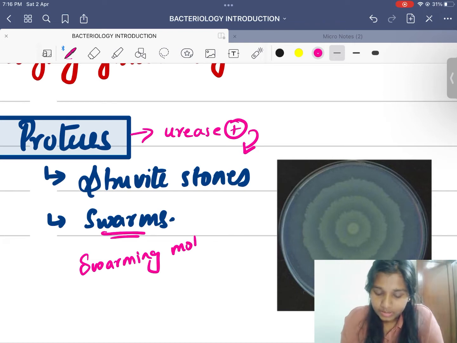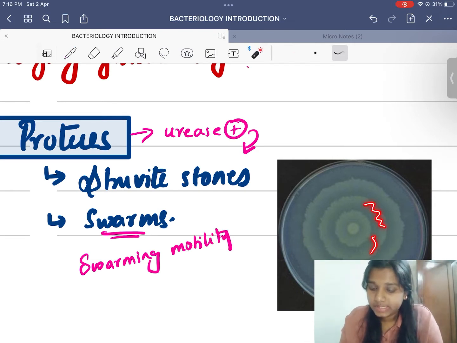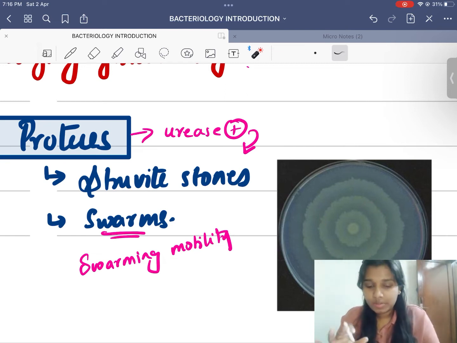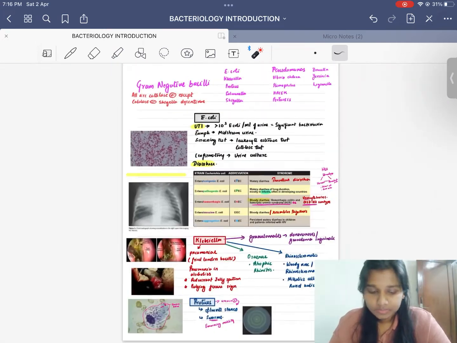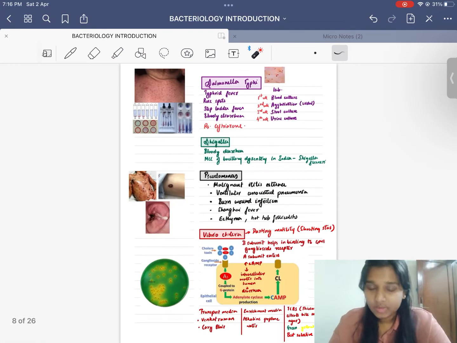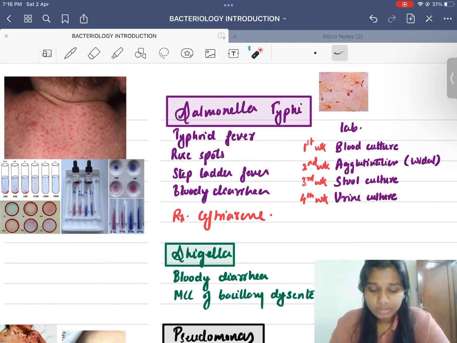Swarming motility. If you see this kind of motility, that is for Proteus. Remember, the full name is Proteus mirabilis. That's enough for Proteus. After that, let's go to Salmonella.